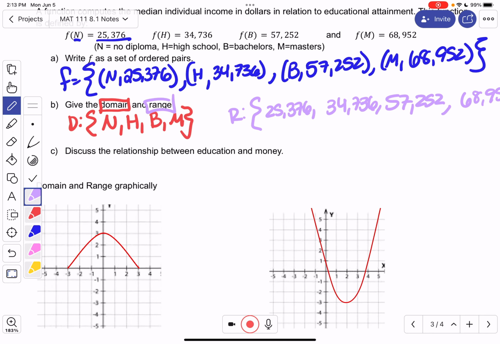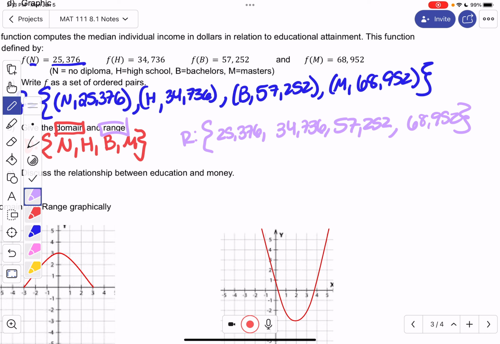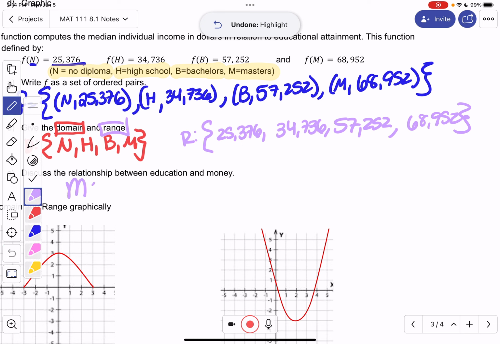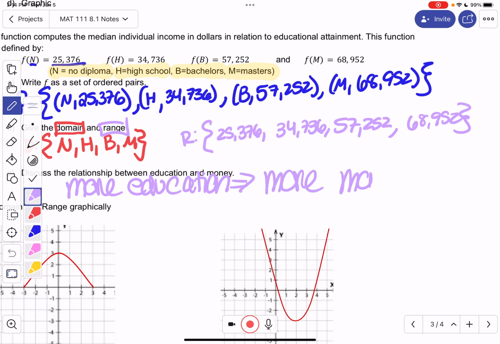Now, discuss the relationship between education and money. So, as you know, I hope, that no diploma means you didn't finish high school. The next level you complete is high school. The next level is bachelor's. The next level is master's. Obviously, it's not perfect, but we're saying as we go to those different letters, we're moving up. And if we look at the money, it's doing the same thing. So, in general, the more education you have, the more money you make. Not always true, but that's typical according to these averages.